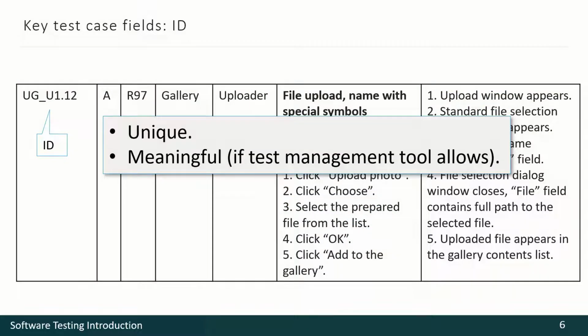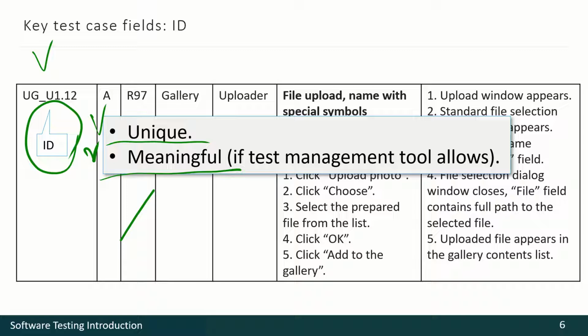We shall begin with the most simple one, that's the ID. It absolutely has to be unique in order for us to distinguish test cases. And if your test case management system allows, that ID may be somehow meaningful. It may contain some abbreviations, some numbers and so on. But in the worst case scenario, it's only a number, a unique number.